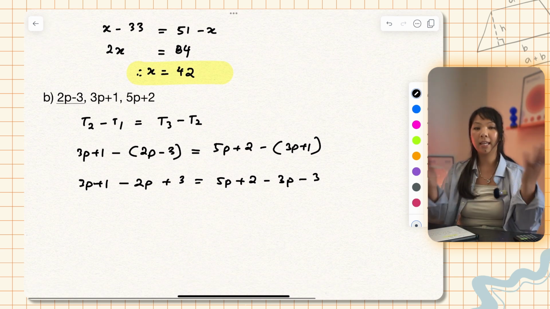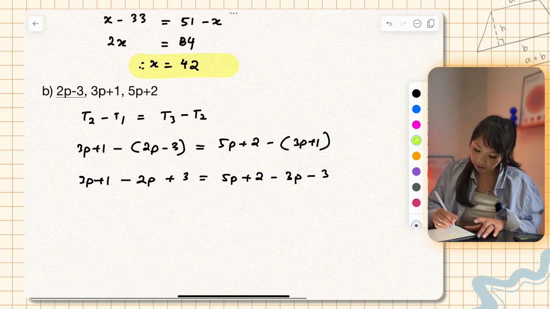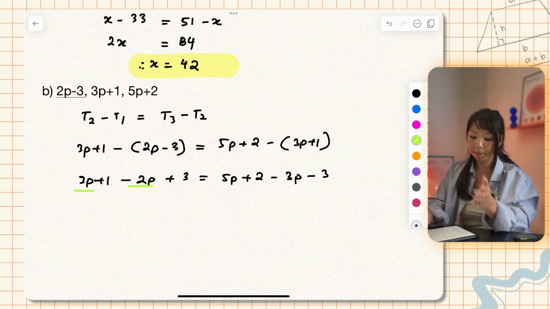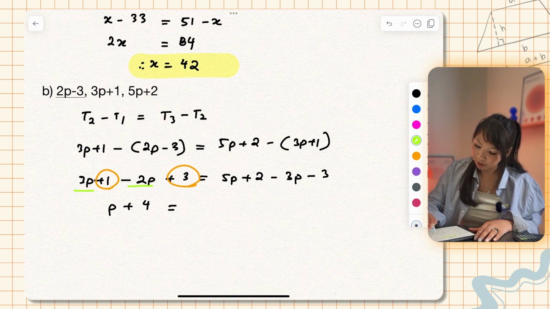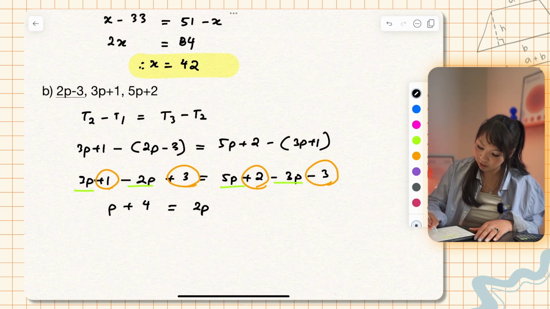Okay, and if we want to collect the like terms on the left-hand side, we're going to get 3p - 2p, that just gives us p. And then we collect the like terms with the 1 and the 3, we just get p + 4. On the right-hand side, we get 5p - 3p gives you 2p. And then if we collect the numbers, we get 2 - 3 gives you negative 1.